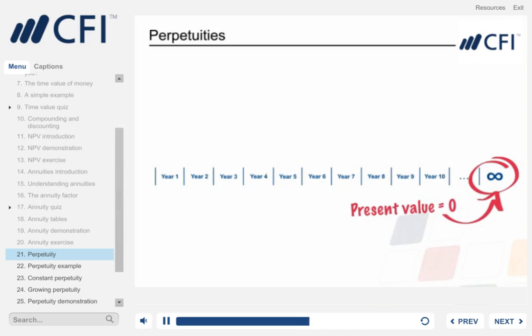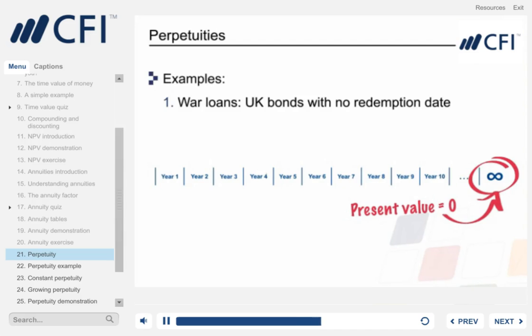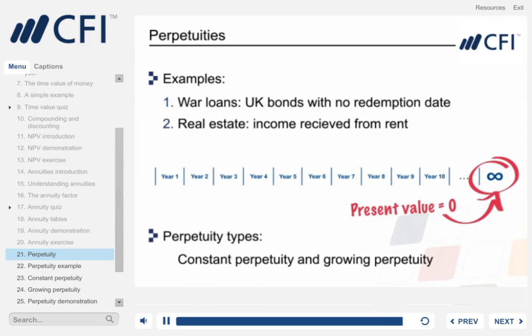A real-life example of a perpetuity are war loans, bonds issued by the UK government with no redemption date. Also, income from real estate can be considered a perpetuity if we assume we will receive rent from it into the foreseeable future. We will look at 2 types of perpetuities, constant and growing perpetuities.